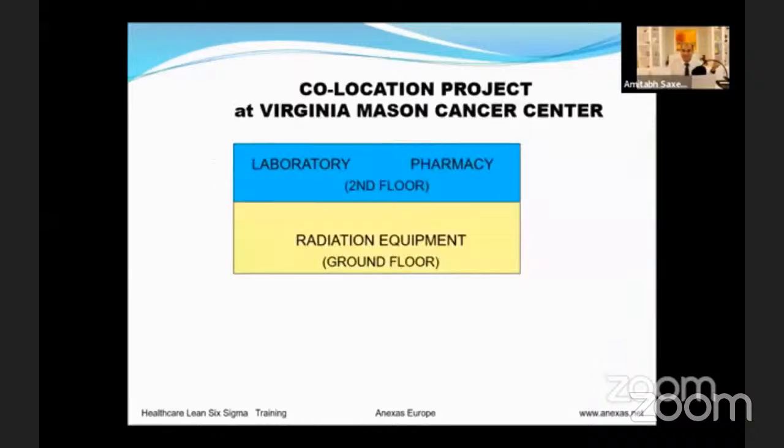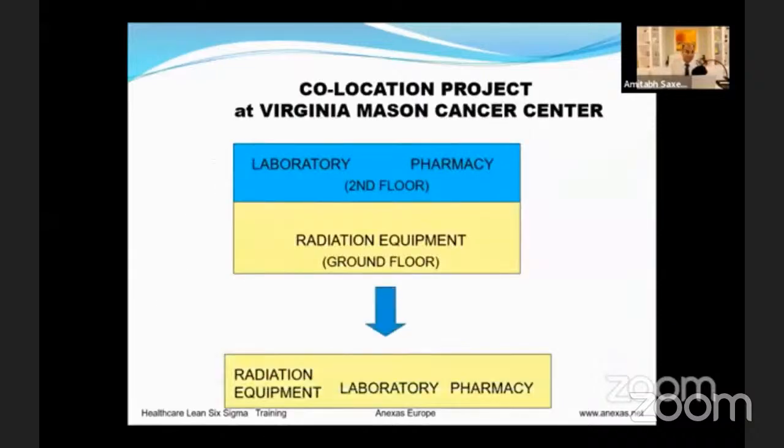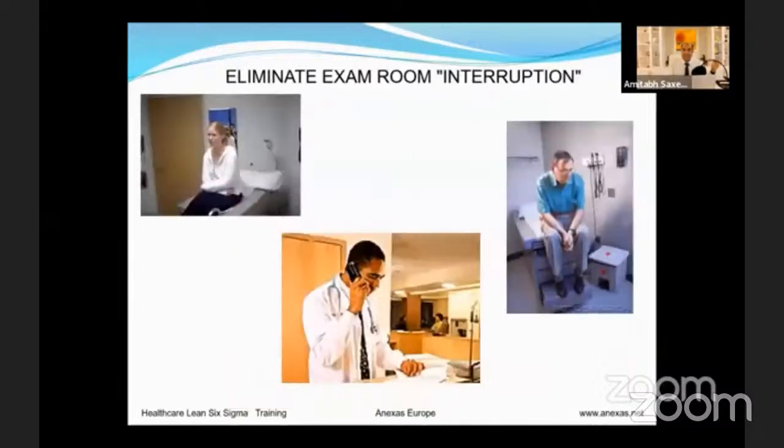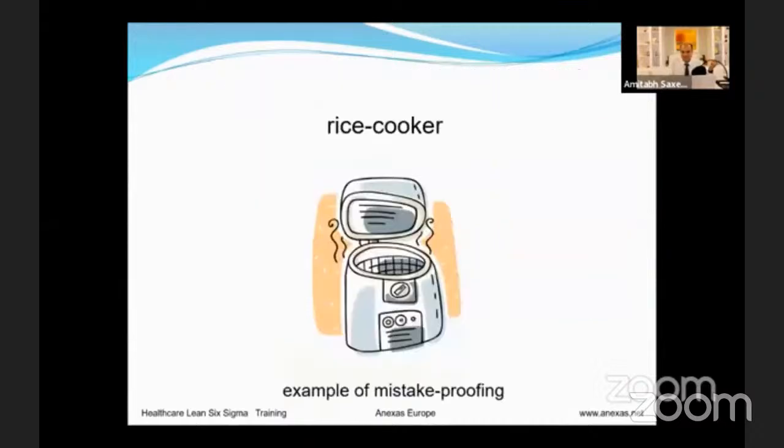So lab and pharmacy on the second floor, radiation equipment on the ground floor. Why can't we make them together? Interruptions in the exam room, like a phone call, is a waste.